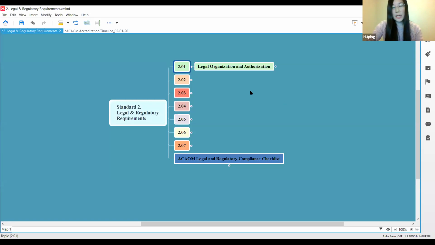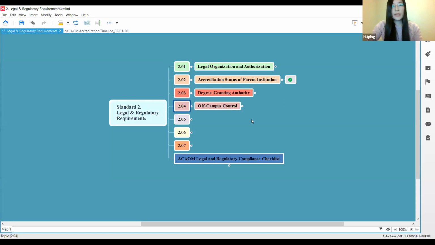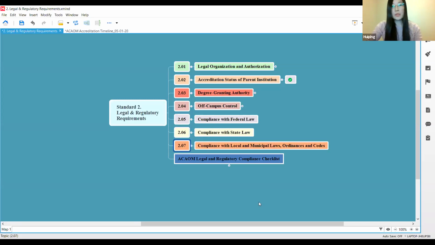2.01, legal organization and authorization. 2.02, accreditation status of parent institution. 2.03, degree granting authority. 2.04, off-campus control. 2.05, compliance with federal law. 2.06, compliance with state law. 2.07, compliance with local and municipal laws, ordinances, and codes.